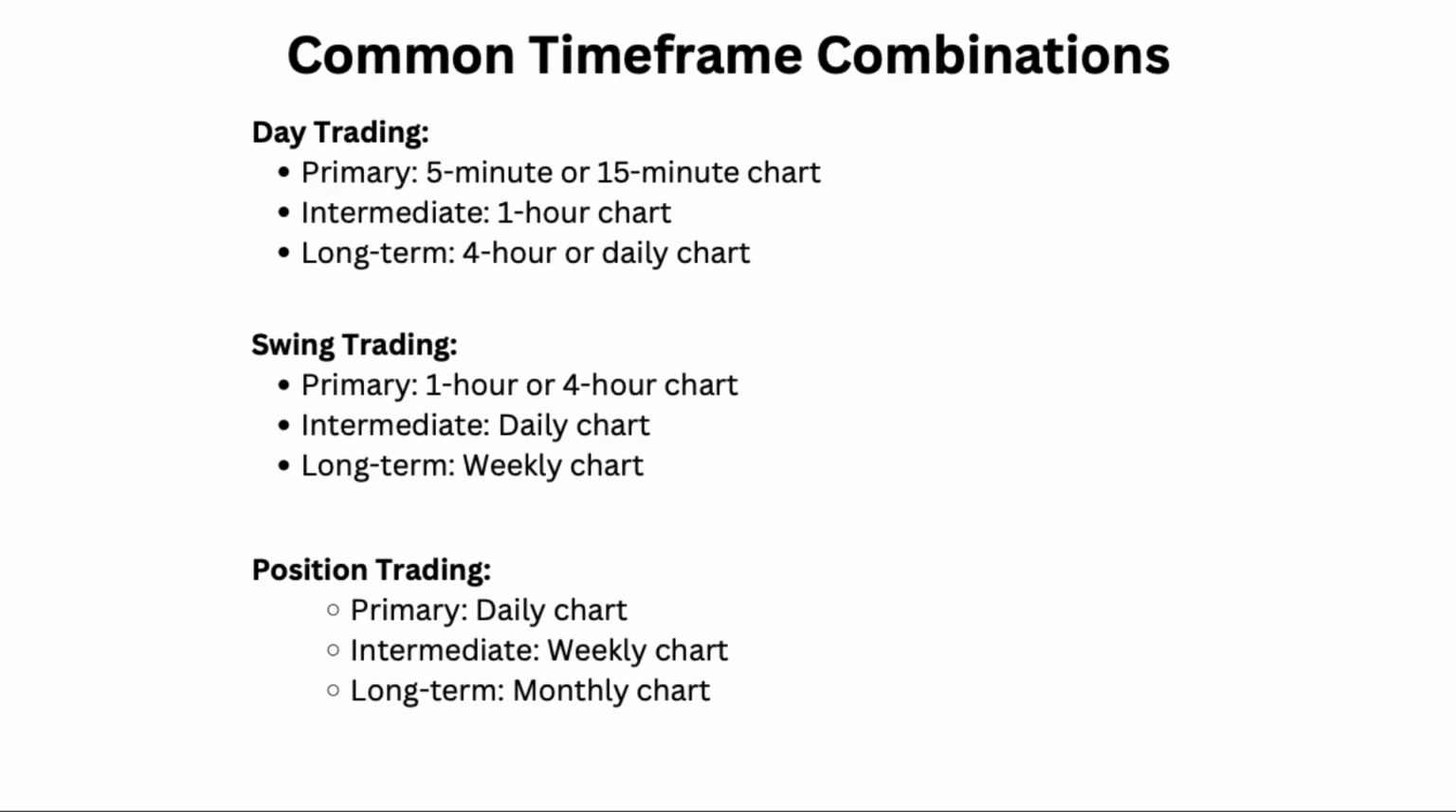For those of us looking to do position trading, the monthly is your direction, the weekly is your intermediate, the daily is your primary. For swing traders, the weekly is our direction, the intermediate is the daily chart, and then the 1 hour or 4 hour is the entry.